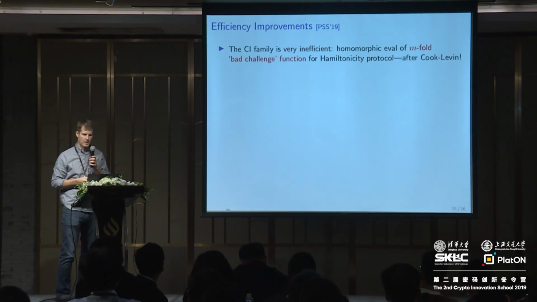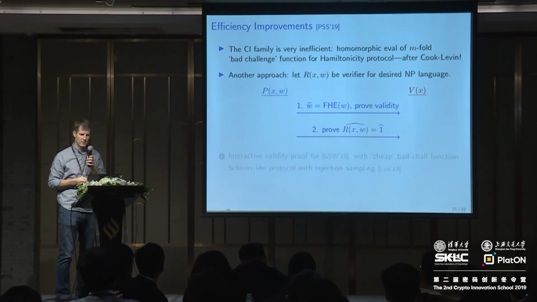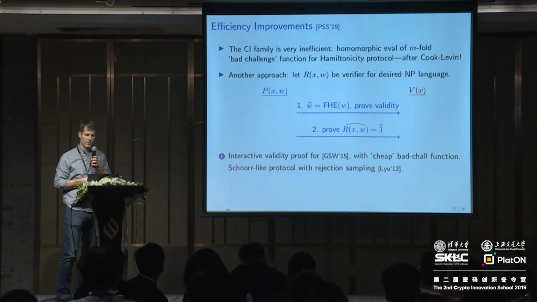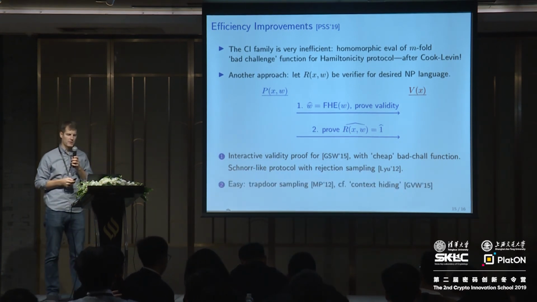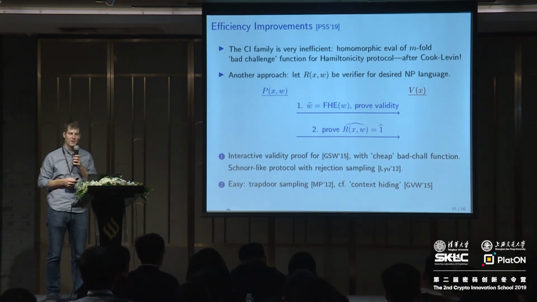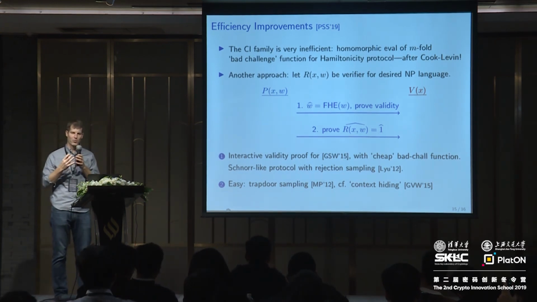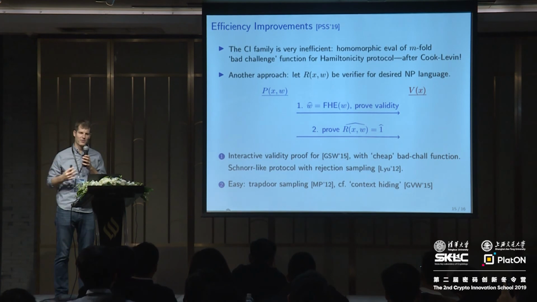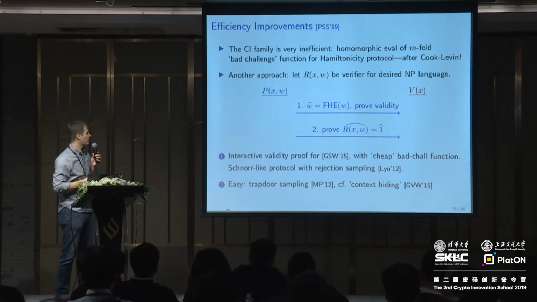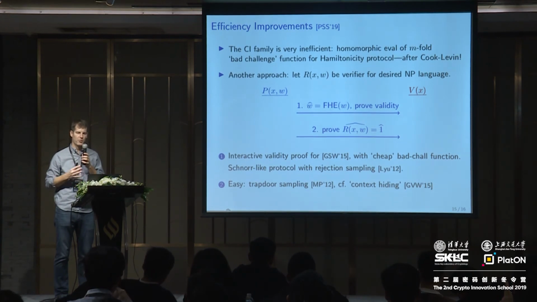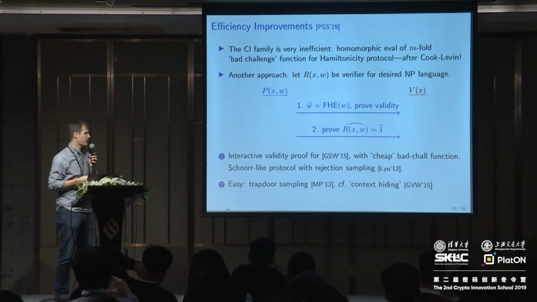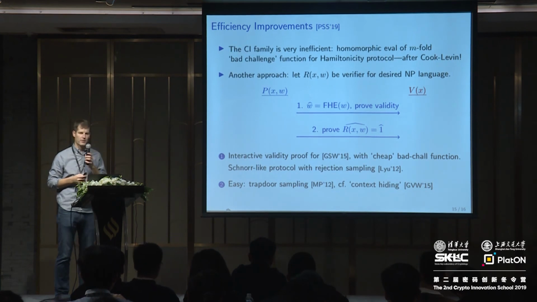So I'll also skip this here. We have some ongoing work which handles the radical inefficiency of this NIZK. It's extremely inefficient. It's a very large polynomial runtime on top of also going through the Cook-Levin reduction and all kinds of overhead. So there's a different approach which will work with a much cheaper bad challenge function and can operate directly on a verification circuit of a desired shape.